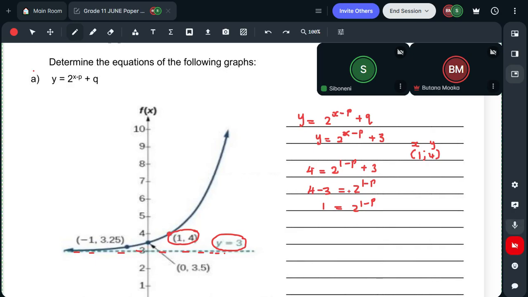Oh, okay. Look at this. It's x minus p. That's how the equation is given. I'm not going to change anything. I'll just substitute x, then it becomes 1 minus p. So where there's x, I just put 1. Where there's y, I just put 4. Then now, what will be the next step? Because I'm trying to solve for p. What should I do next?